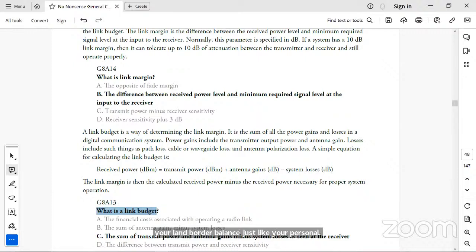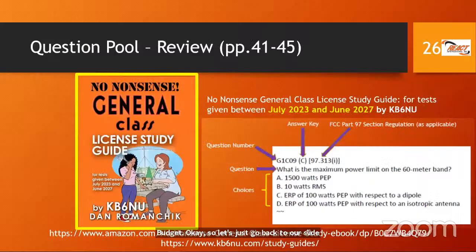Okay. So let's just go back to our slide deck. All right. So again, folks, this is the No Nonsense License Study Guide. We dealt with pages 41 to 45 this evening.